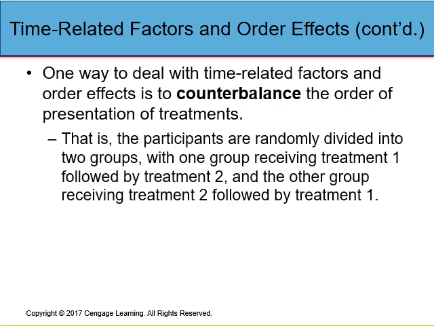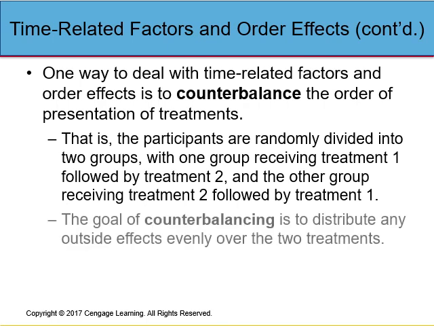One way to deal with time-related factors and order effects is to counterbalance the order of presentation of treatments. That is, the participants are randomly divided into two groups. One group receives treatment 1 first, followed by treatment 2. The other group receives treatment 2, followed by treatment 1. For example, if I wanted to give you all a pre-test and a post-test that are basically equivalent tests with just slightly different questions, I would divide my classroom in half and give part of you test 1 first, the pre-test, and part of you the post-test first, and then I would flip it. So the goal of counterbalancing is to distribute any outside effects evenly over the two treatments.